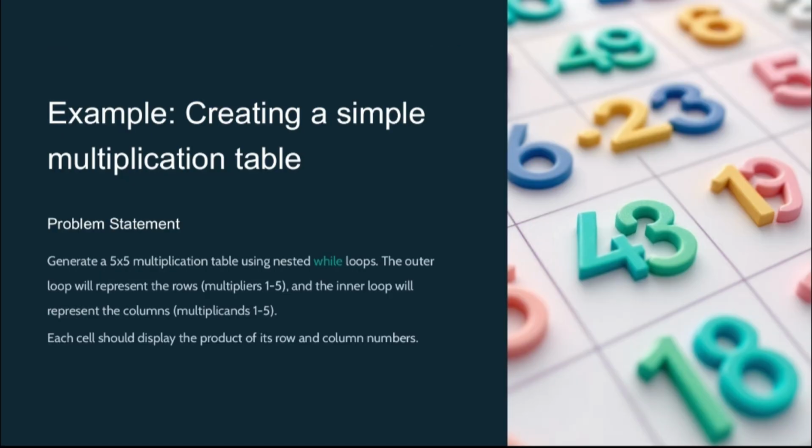We are generating a 5 by 5 multiplication table using nested while loops. The outer loop represents rows, the inner loop represents columns. Each value is calculated as row times column.